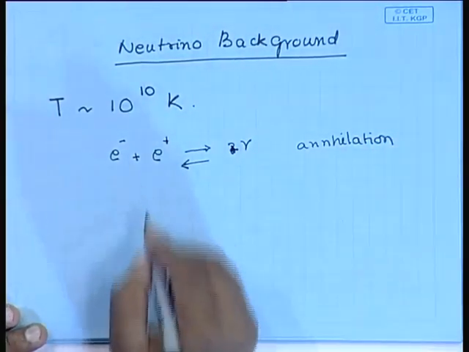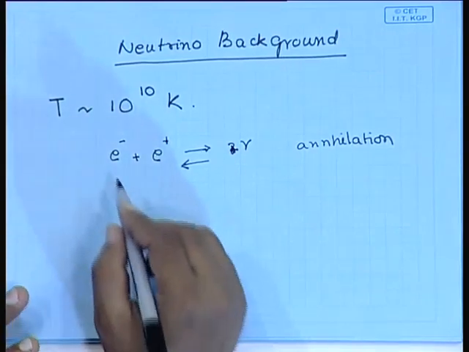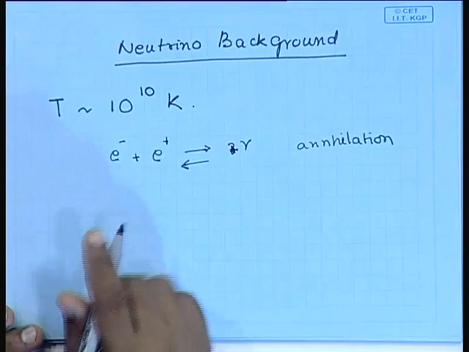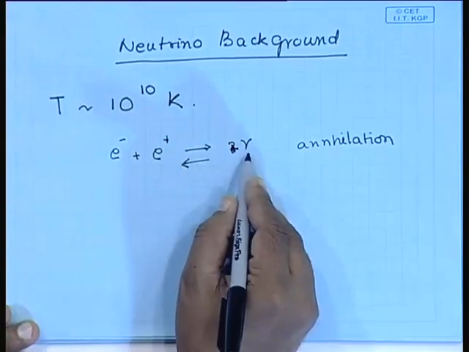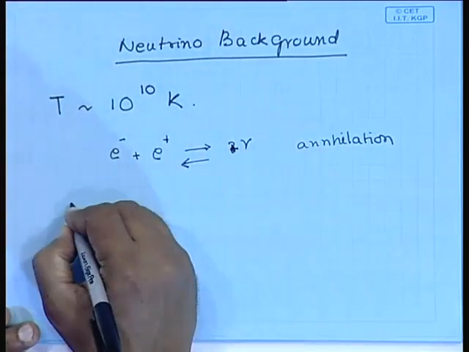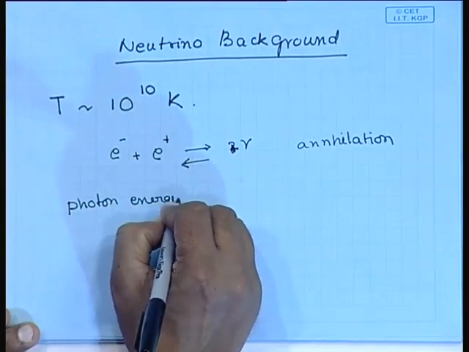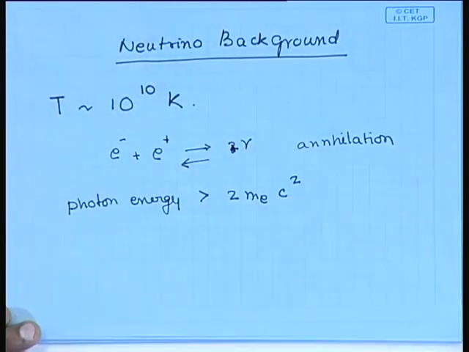So, the electron and positron can combine to give rise to photons. Now, the minimum mass that electrons can have is m c square. The minimum mass for photons is 0. So, if you want photons to produce an electron positron pair, they must have energy. The photon energy should be greater than 2 m_e c square.